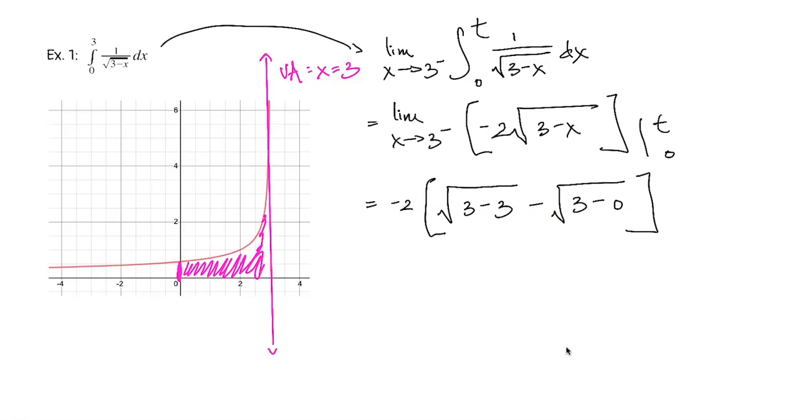Now that 3, this one right here, this is the one that we plugged in. We're really plugging in numbers like 2.999999999 because we're approaching 3, but from the left-hand side. And so as the t value gets closer and closer to 3, this goes to 0. And so what we end up with is -2 times negative square root of 3, or we end up with an area, that pink area, of 2 root 3.